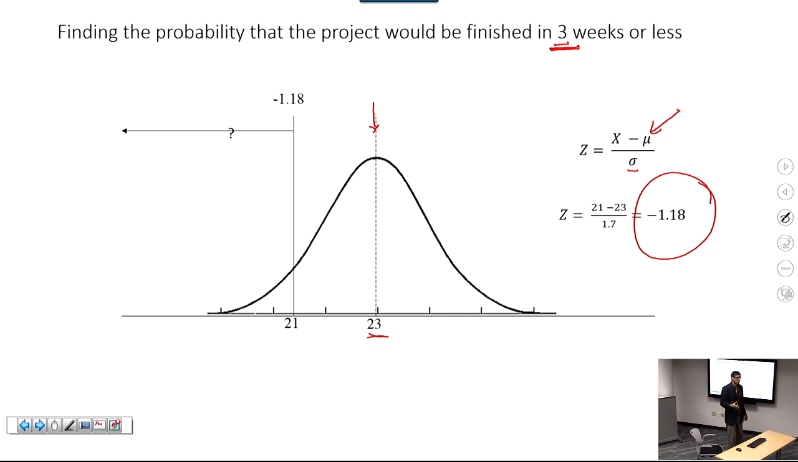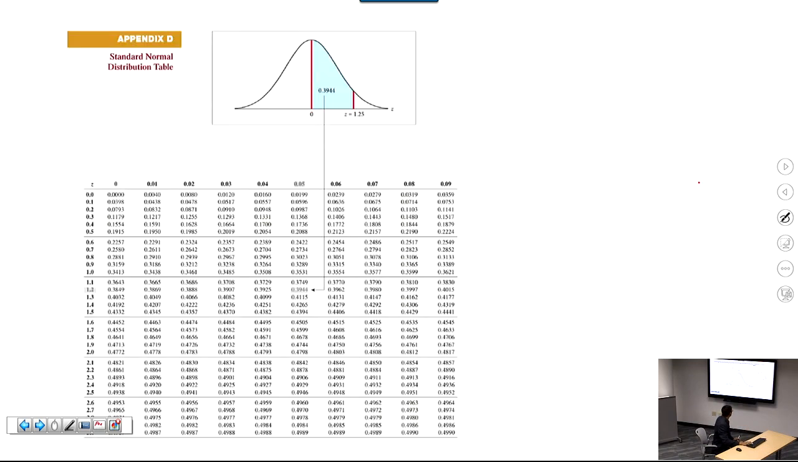Now the normal table does not deal in negatives. It deals only in positives. So we'll look up a value of z equal to 1.18. And the normal curve is symmetric, so negative 1.18 is equal to positive 1.18 in terms of probability. Okay, so here is the bell curve then. We want to look up the value equal to 1.18.